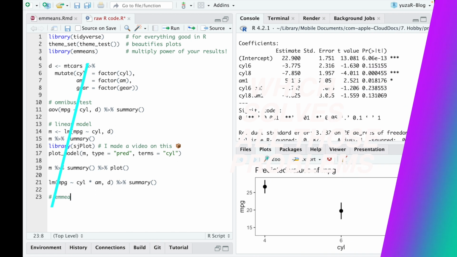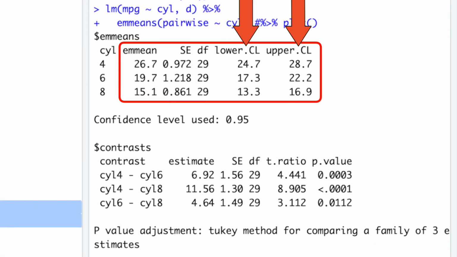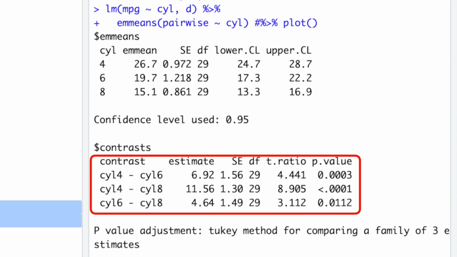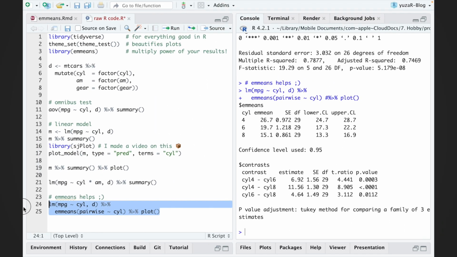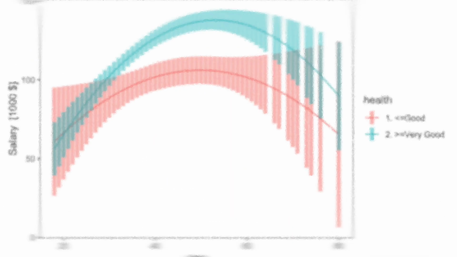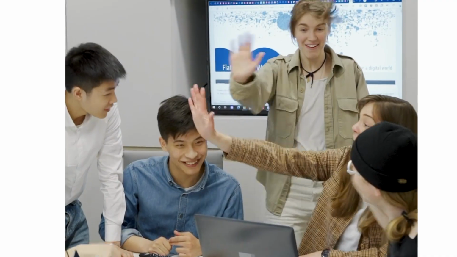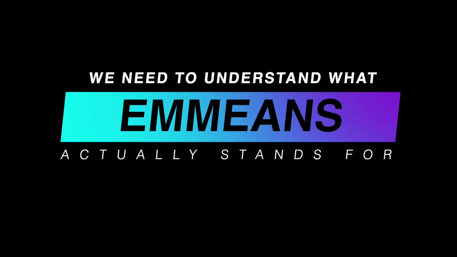those problems. Even the simplest emmeans application provides averages with confidence intervals, compares all categories to each other pairwisely, adjusts p-values for multiple comparisons, and can be easily plotted. And that's just the beginning, because emmeans can do so much more. But before we unleash the full power of emmeans package, we need to understand what emmeans actually stands for.